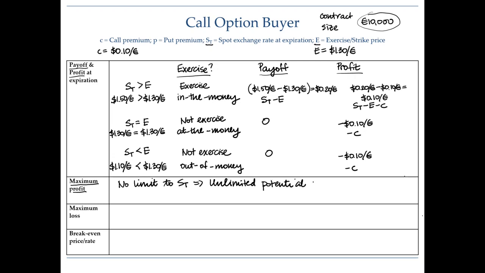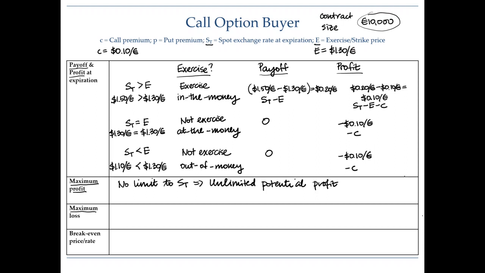if you are a call option buyer. So there's nothing that says the future spot rate has to be $2 or less, or $3 or less, or $300 or less, etc. So there's no theoretical limit to the future spot rate. So that means your potential profit is really unlimited.